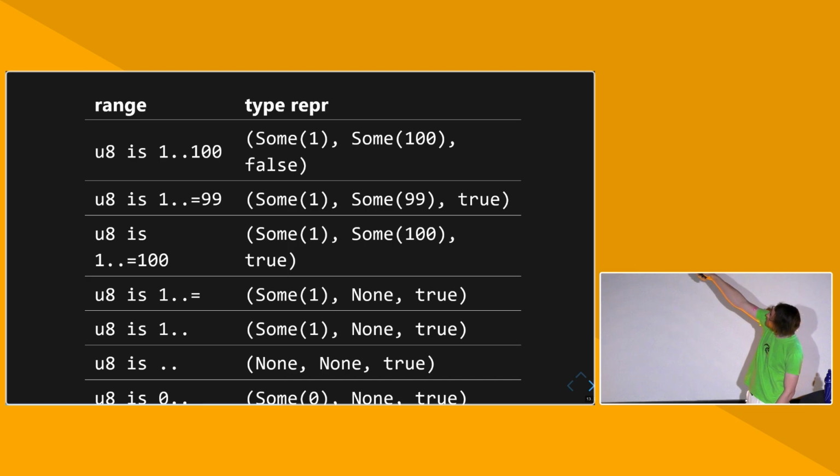So when you have a u8 range 1..100, you have a Some(1) for the start, you have a Some(100) for the end. Is the end inclusive? No, because there's no equals here. But look at this one. These are the same, but they look different because this one has a Some(99) and has a true here.